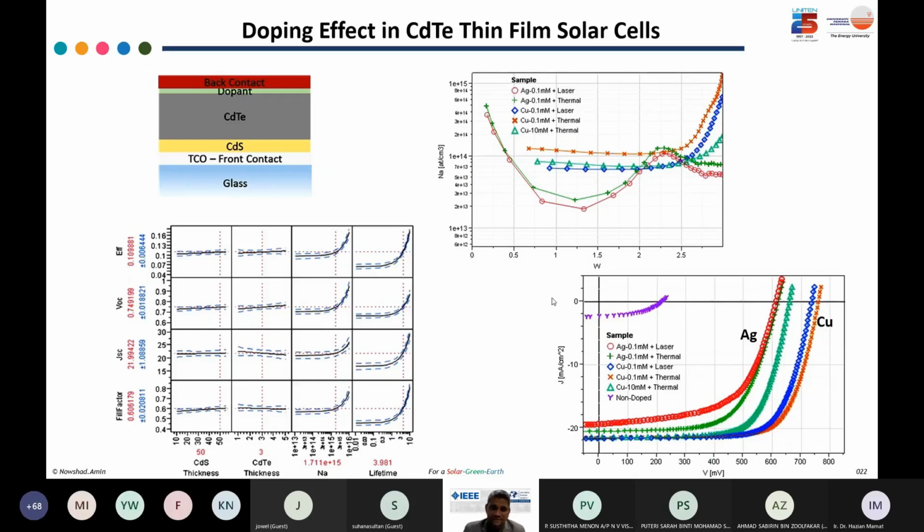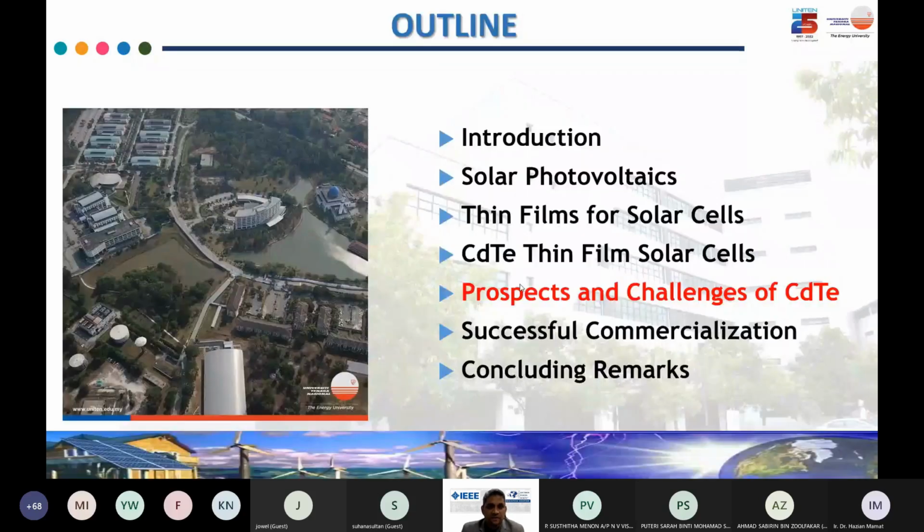So copper is still the best dopant for cadmium telluride. If you compare the silver, these are the IV curves of the silver-doped cadmium telluride solar cells, and these are the copper-doped. So you can see copper-doped are much better than silver-doped. Now let me take your attention to the prospects and challenges of cadmium telluride.